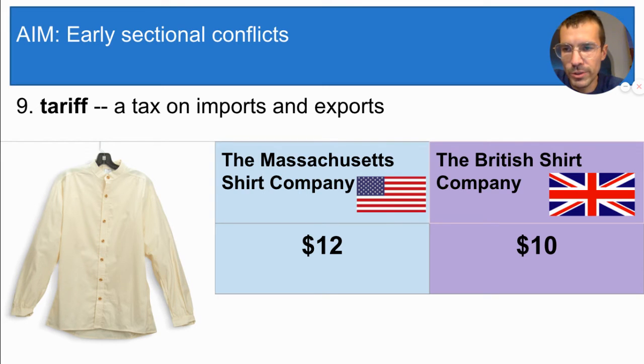I'd probably buy the British shirt because it's cheaper. But here's the issue. If everyone in America bought the cheaper British shirt, the factory owner in Massachusetts wouldn't make any money. So, all the factory owners in Massachusetts and the factory owners in all the other northern states in the US, they go to the government and they ask Congress to pass a tariff. If a tariff is passed, there will be, say, a 30% tax added to all the imported products, including the shirts from England.